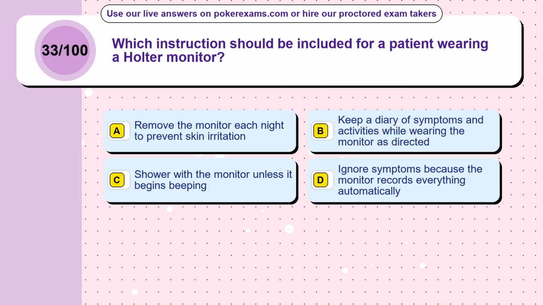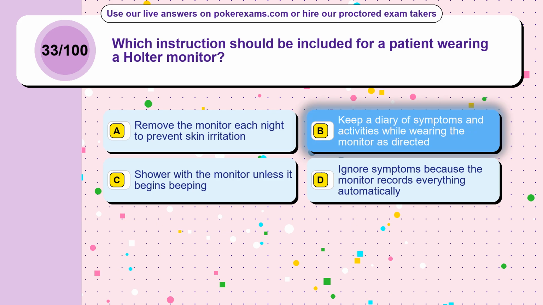Question 33. Which instruction should be included for a patient wearing a Holter monitor? Option A, remove the monitor each night to prevent skin irritation. Option B, keep a diary of symptoms and activities while wearing the monitor as directed. Option C, shower with the monitor unless it begins beeping. Option D, ignore symptoms because the monitor records everything automatically.